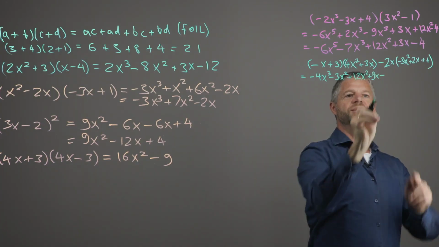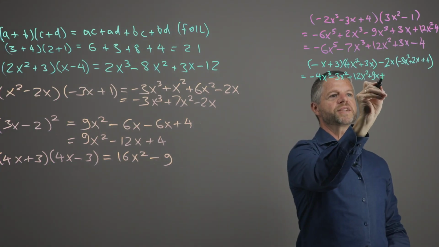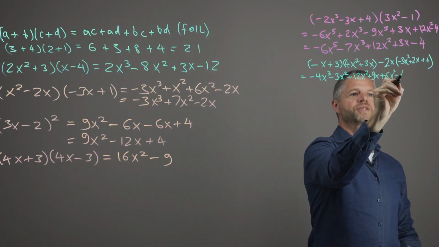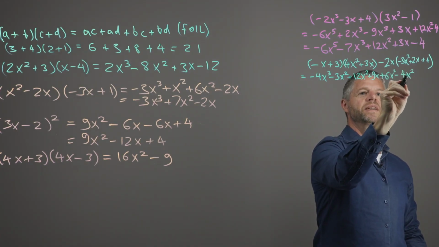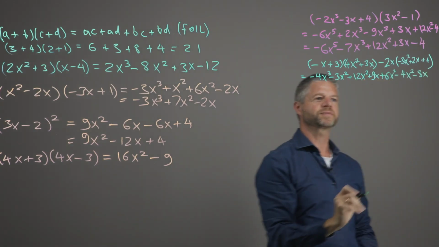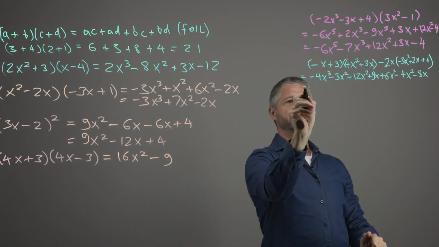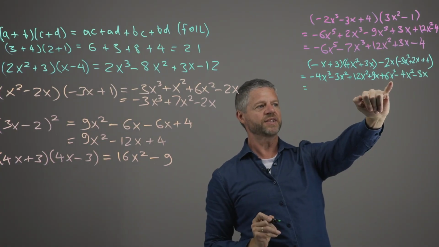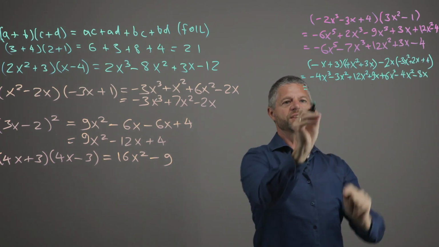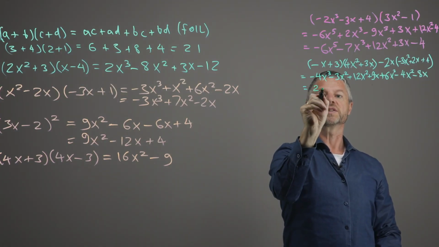And then we've got minus 2x times each of these terms. So we'll have plus 6x cubed, and then minus 4x squared, and then minus 8x. And then let's collect like terms. So let's look for the highest power of x, which is x cubed, and we got minus 4 here, and plus 6 here, so we got plus 2x cubed.